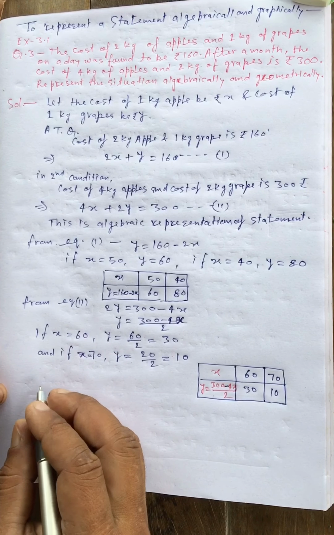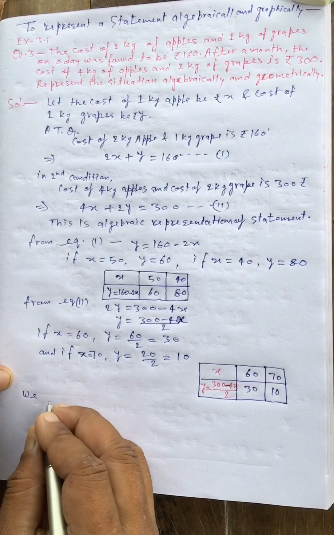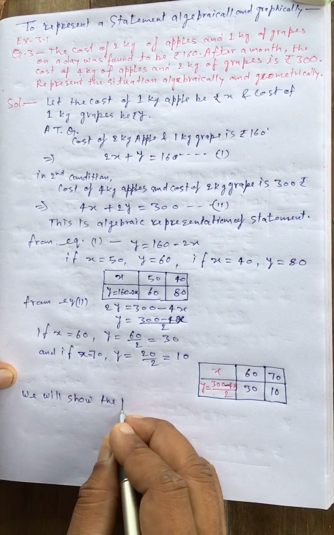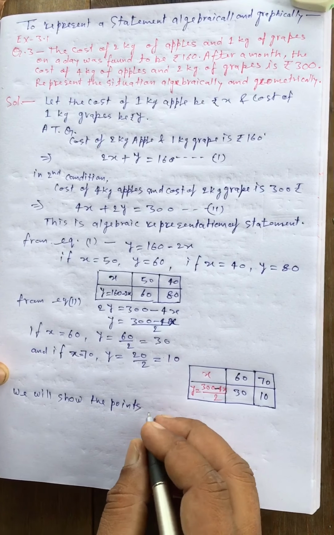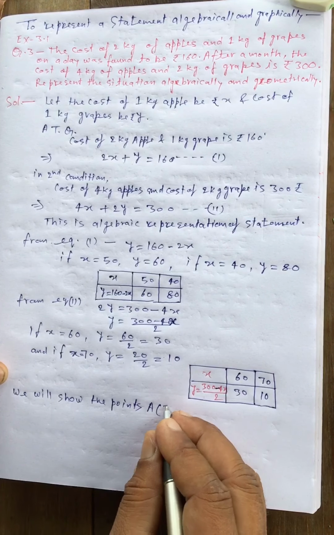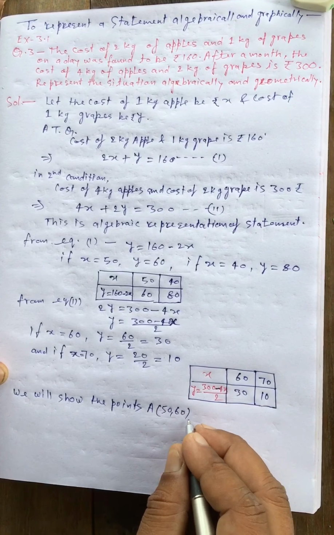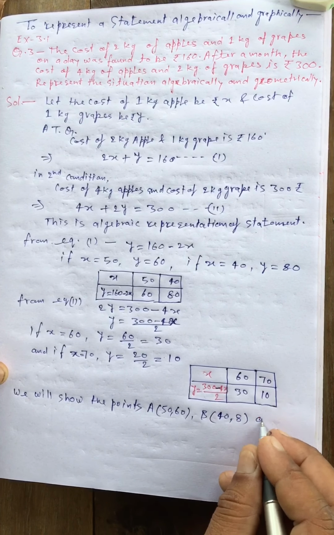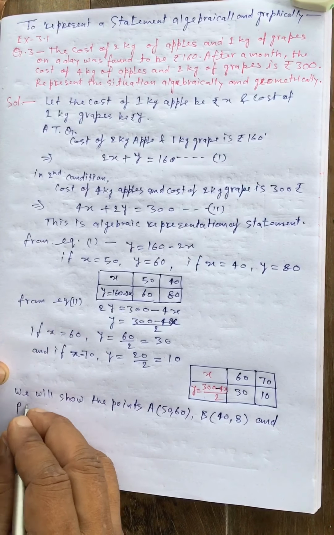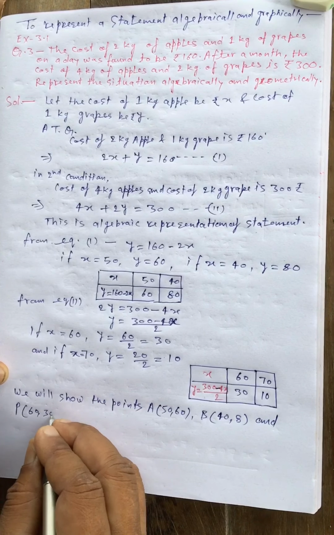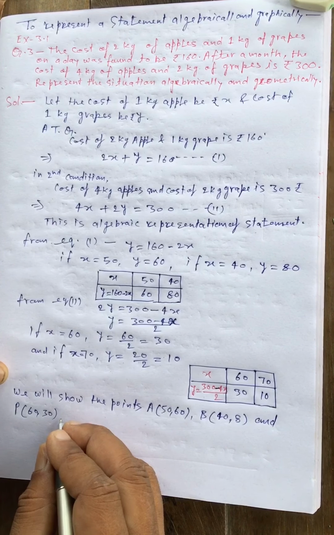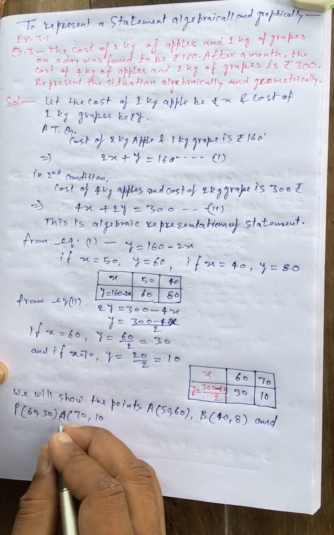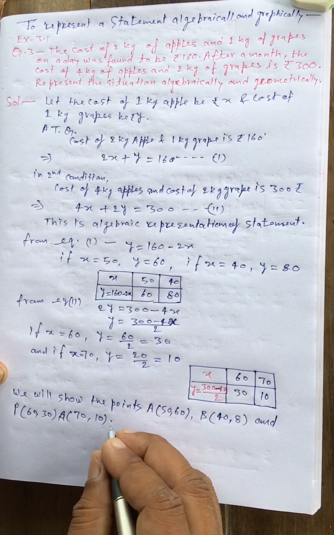Now we will show the points: A (50, 60), B (40, 80), P (60, 30), and let the point (70, 10) be Q on graph paper.